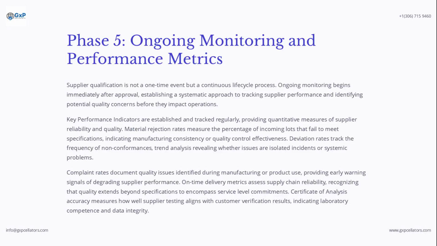Ongoing monitoring is a continuous process that tracks supplier performance and identifies potential issues. Key performance indicators and complaint rates help ensure suppliers maintain quality standards.